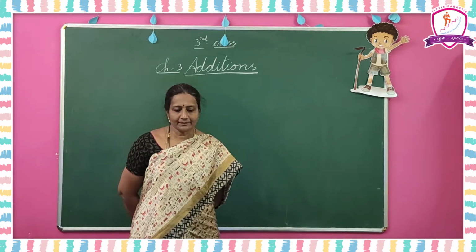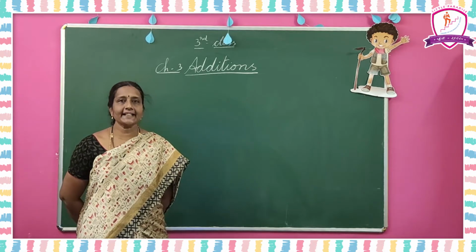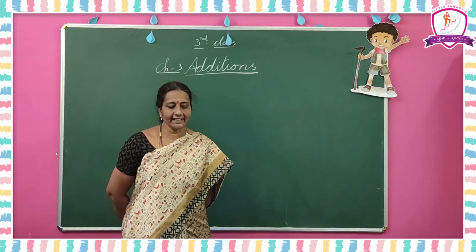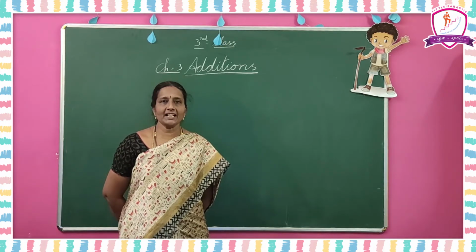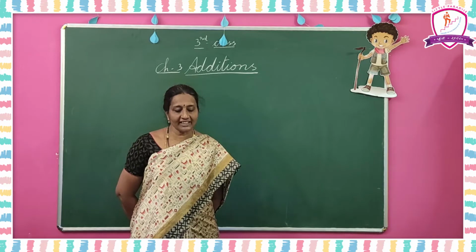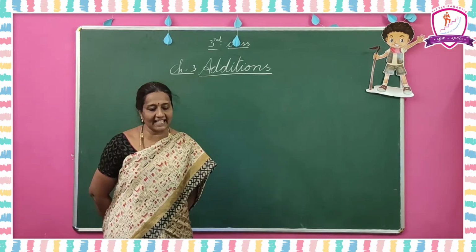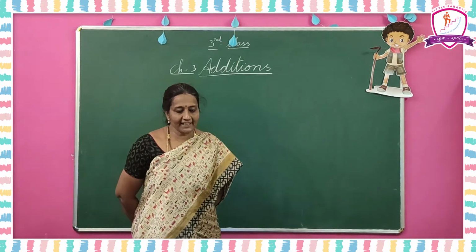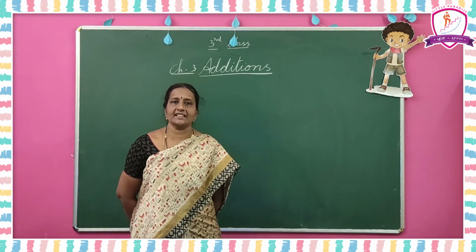Now children, open your course book, page number 22. Here the I connect part is there. In the I connect part, we have a story. Priya and her mother visited a zoo. There were 56 zebras and 75 giraffes and 28 lions in the zoo. Priya's mother asked her to find the total number of animals.